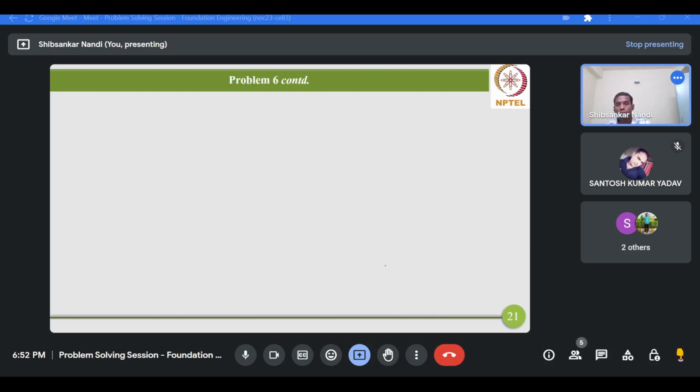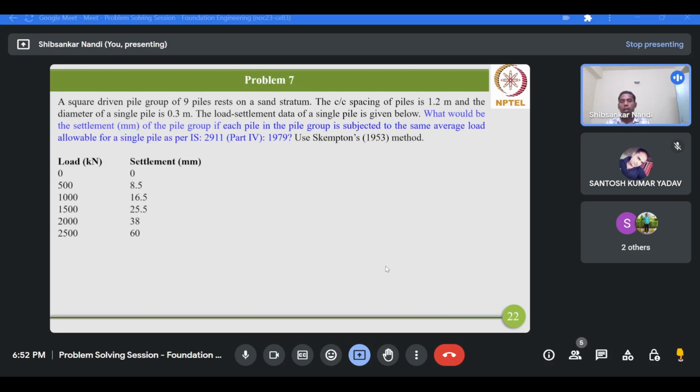Okay, so this is the last problem for this session, and this problem is basically interlinked to one problem in the previous session. A square driven pile group of 9 piles rests on a sand stratum. The center to center spacing of piles is 1.2 meter and the diameter of a single pile is 0.3 meter. The load settlement data of a single pile is given below.